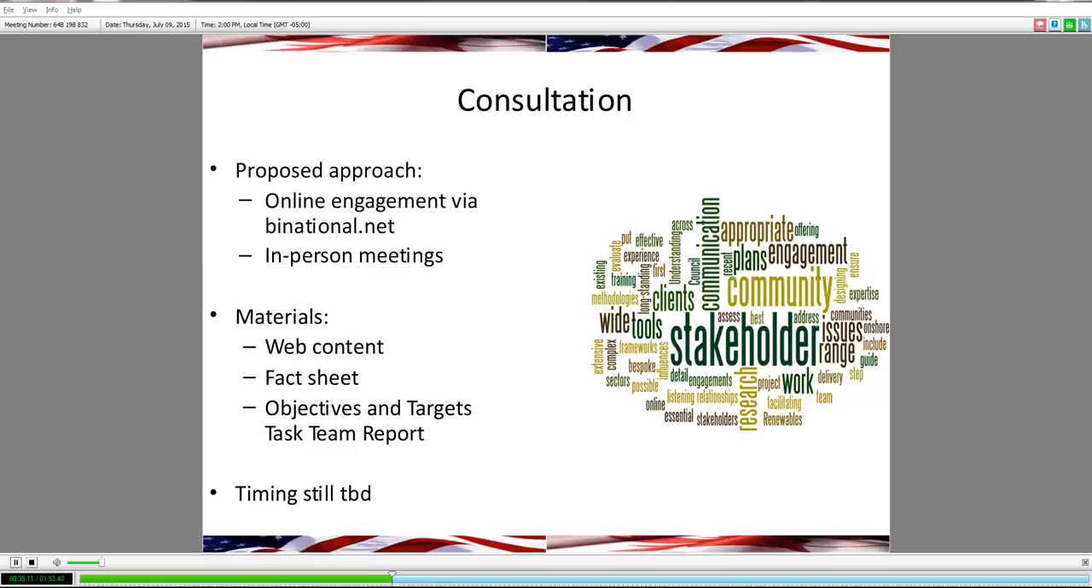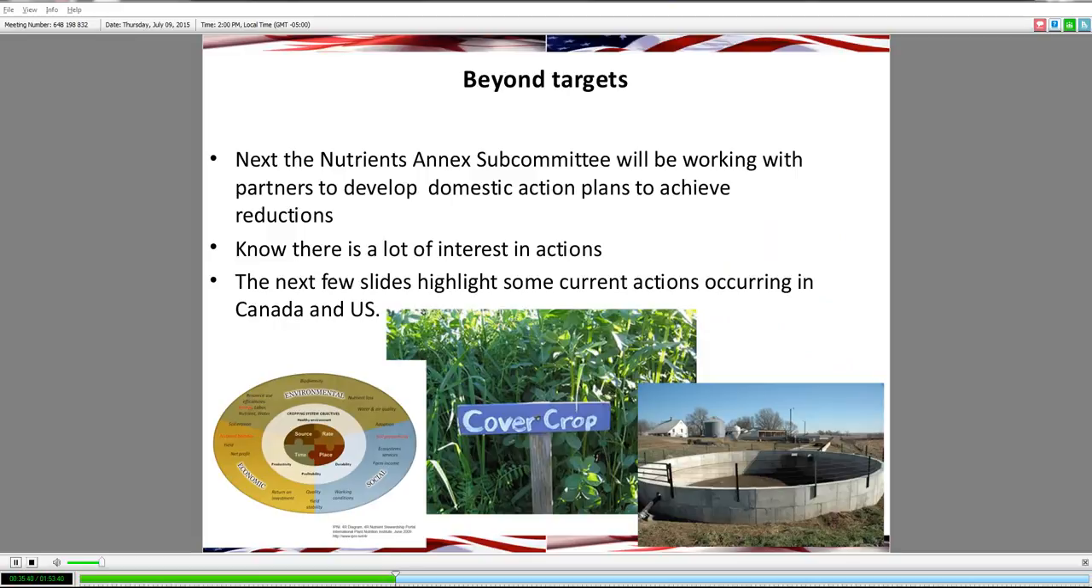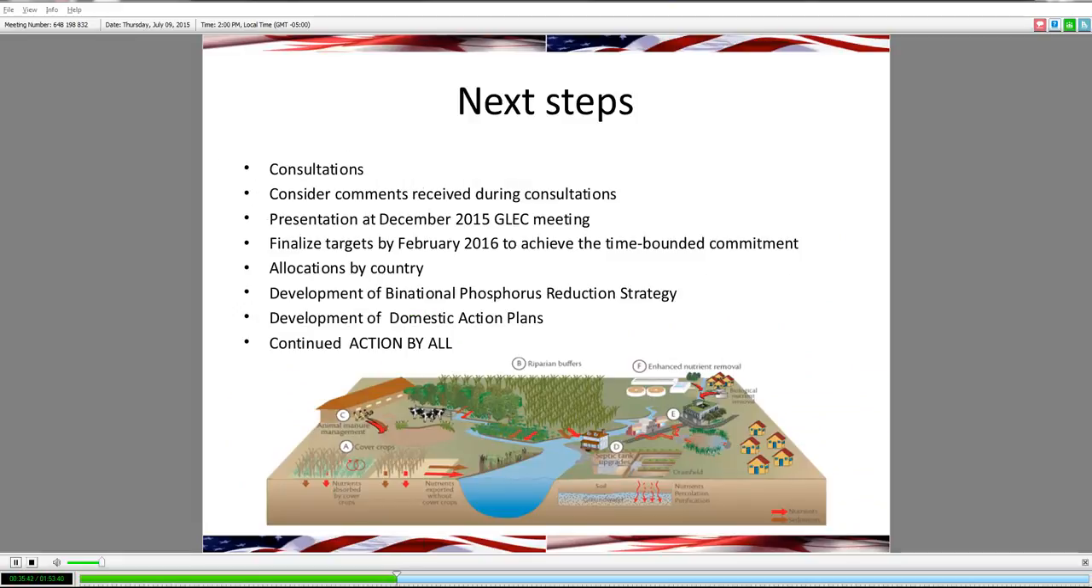The next steps are consultation will occur. In the U.S., our consultation is going to go through the end of August, and in Canada, their consultation is going to end, I think, at the end of July, but they may have some additional consultation into August. We have to then take those comments, pull them together, and make final recommendations to the Great Lakes Executive Committee in the December timeframe so that it can be finalized by February of 2016.